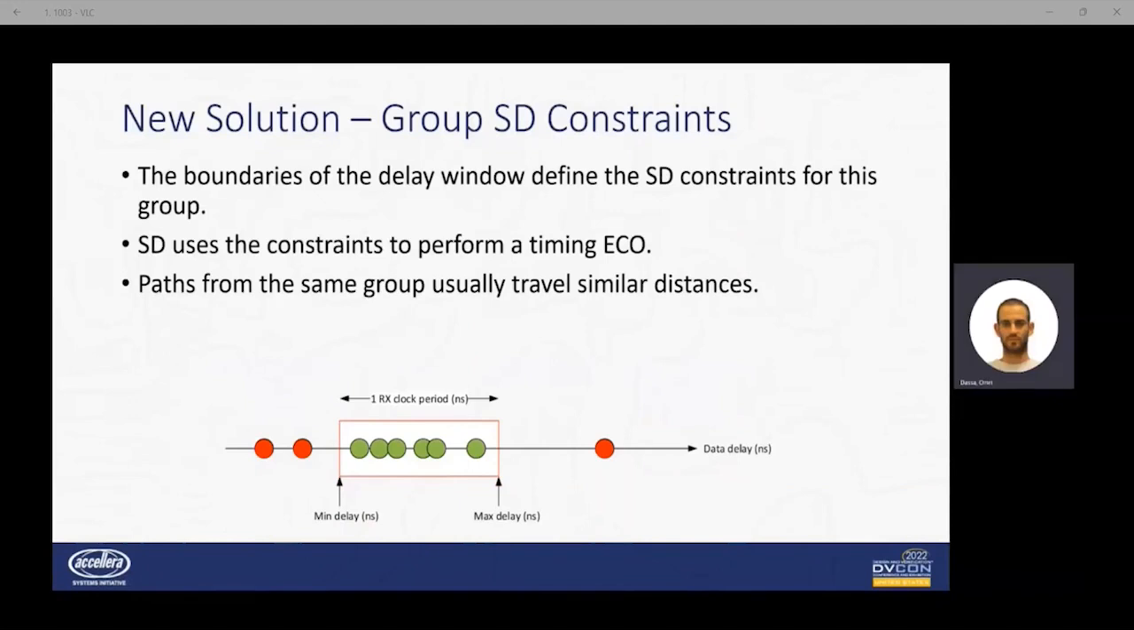We do have some assumptions here. We do assume that all of the paths from the same group usually travel similar distances, so they can all meet the same delay window.